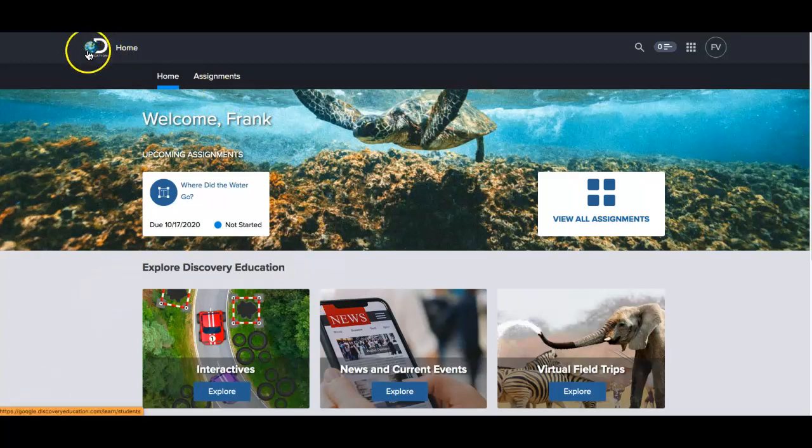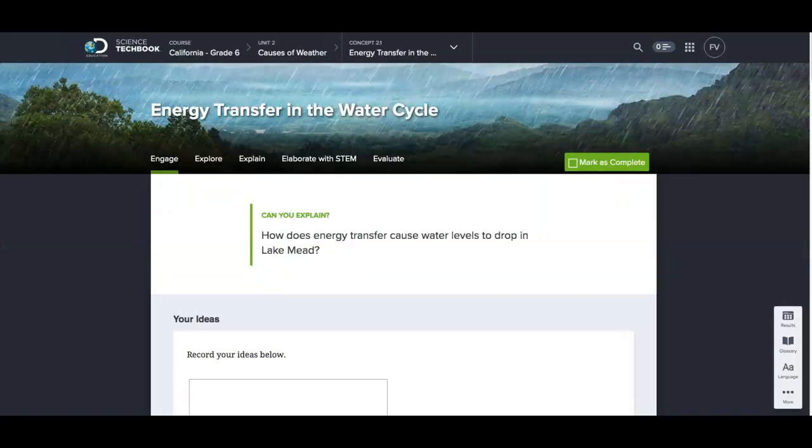up to that D logo here if you need to get to it, this assignment's going to pop up and it says, where did the water go? So go ahead and click on that assignment. Okay, and that is going to take you to this chapter. It's called Energy Transfer in the Water Cycle. That is the new unit that we're starting.